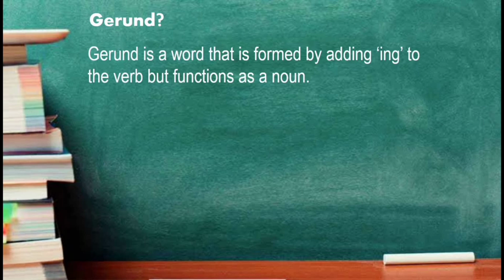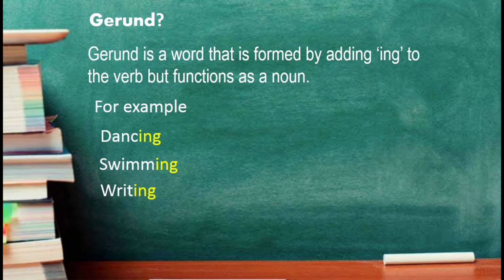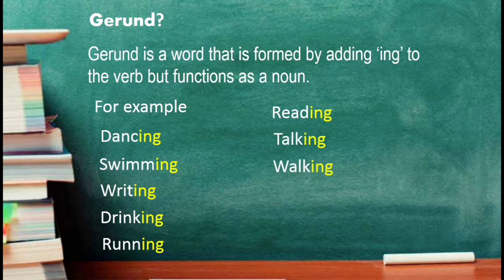What is a gerund? A gerund is a word that is formed by adding ing to the verb but functions as a noun. For example, dancing, swimming, writing, drinking, running, reading, talking, walking, cooking, painting, gardening, etc.